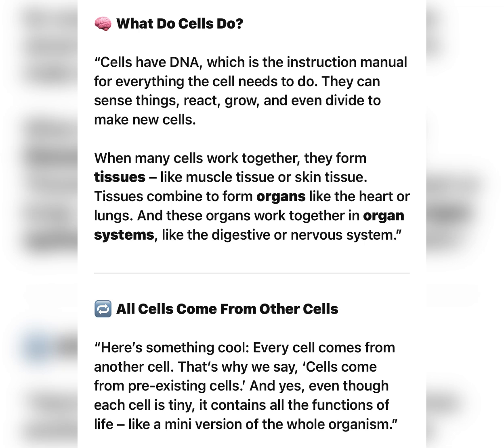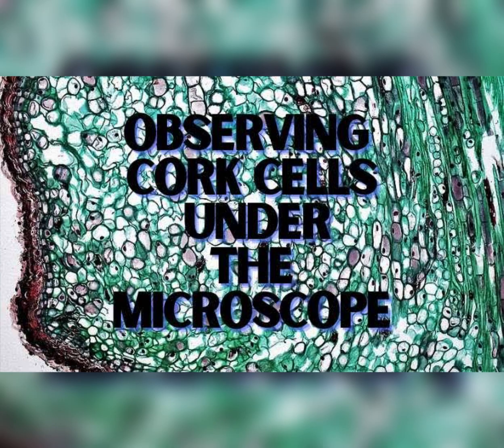Now, what do the cells do? Cells have DNA, which is an instruction manual for everything the cell needs to do. They can sense things, react, grow, and even divide to make new cells. When many cells work together, they form tissues like muscle tissue or skin tissue. Tissues combine to form organs like the heart or lungs, and these organs work together in organ systems like the digestive or nervous system.